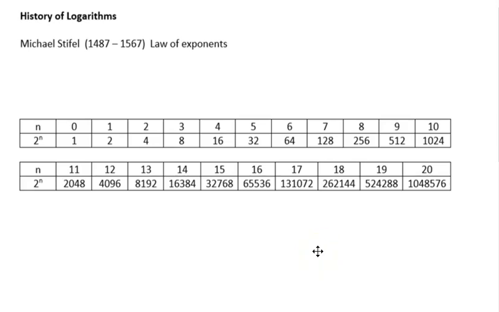Michael Stifel, who lived from 1487 to 1567, noticed a pattern that he referred to as the law of exponents. He noticed, for example, that you could take two numbers like 4 and 8, which multiply to give you 32, and if you look at the exponent that you would put on 2 in order to get that number, in other words their power of 2, you would add those exponents to get the result. So this would be 2 plus 3 equals 5. So 4 is 2 squared, 8 is 2 to the third, 32 is 2 to the fifth.